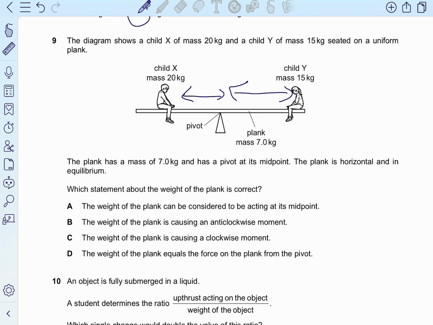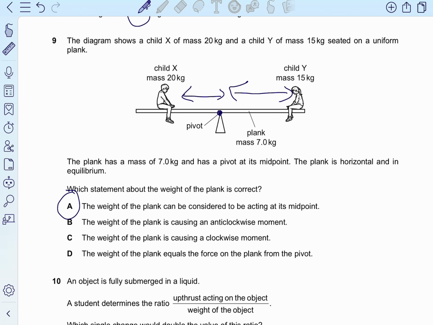So we can say that the weight of the plank will act exactly at the pivot. Since the distance between the point where the weight acts and the pivot is zero, the moment by the weight is zero. Therefore, the weight of the plank can be considered to act at its midpoint. Had it caused any kind of moment, the plank would not be horizontal and in equilibrium. So that's why we can ignore the other options.